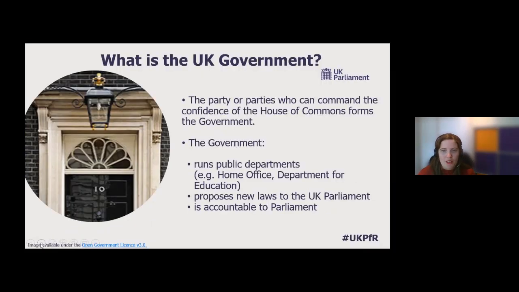Now coming up on your screen is an image of the black front door with the white number 10 of Downing Street, where the Prime Minister lives. This makes it a good moment to pause and think about what the UK government is. So here is a carefully crafted definition. It is the party or parties who can command the confidence of the House of Commons who form the government.